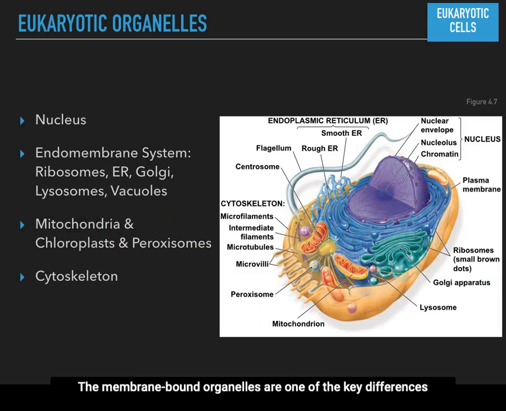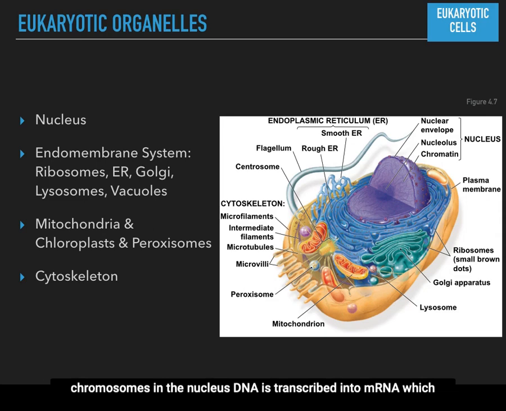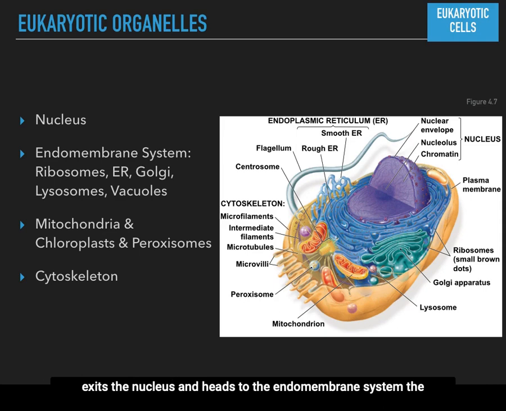The membrane-bound organelles are one of the key differences between eukaryotes and prokaryotes. So what are these organelles? The nucleus, which we just mentioned, contains the DNA in linear chromosomes. In the nucleus, DNA is transcribed into mRNA, which exits the nucleus and heads to the endomembrane system. The endomembrane system, which is responsible for moving proteins throughout the cell, includes the ribosomes, where translation takes place to generate proteins from the mRNA, the endoplasmic reticulum, which is known as the ER, and the Golgi complex.